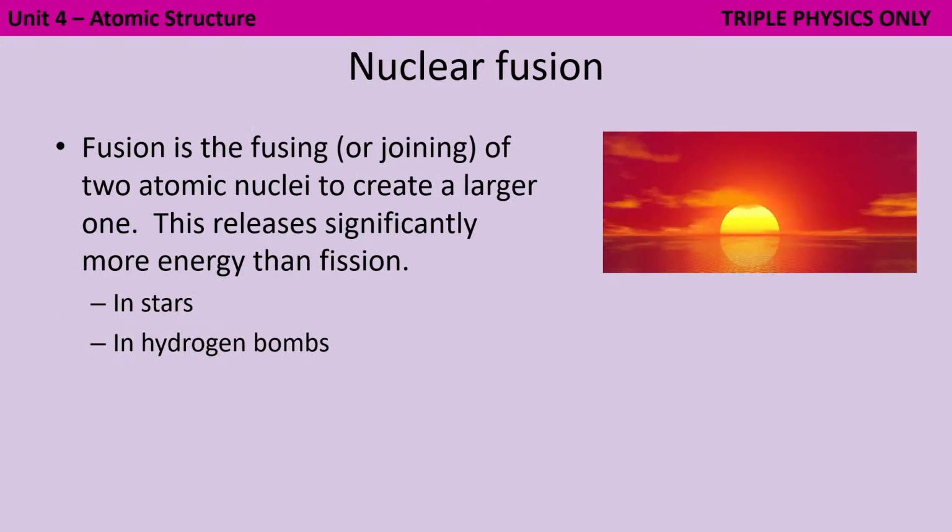In contrast to nuclear fission, where large parent nuclei split to make smaller daughter nuclei, in nuclear fusion we see the reverse. Small nuclei like hydrogen fusing together to make larger nuclei like helium, and this is one of the first fusion reactions that occurs in stars like the Sun.